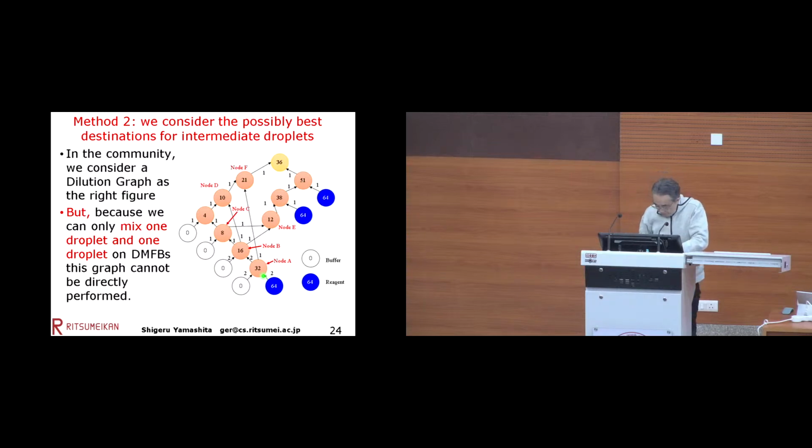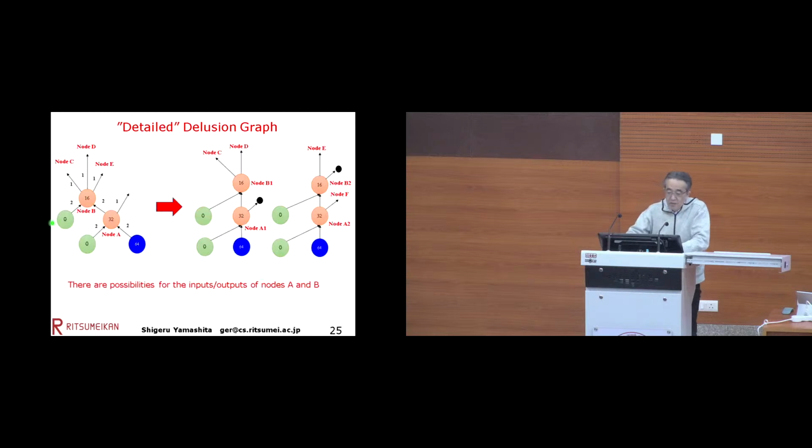So if we want to mix 2 and 2, in this case, actually we need to mix twice, 1 and 1 and 1 and 1. So here, actually this result goes to node B and other nodes. So we select this, which operation goes to node B and other nodes.